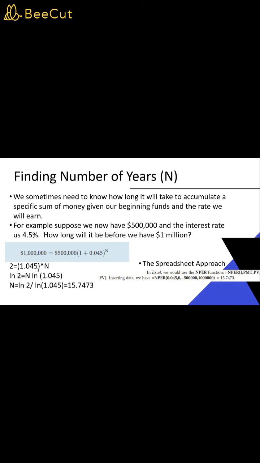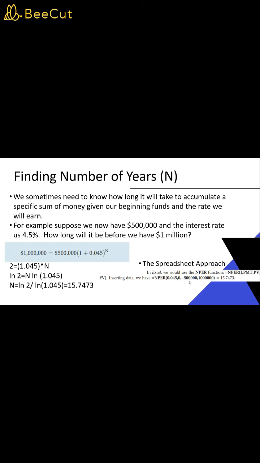Basically you take the natural log on both sides, and that is going to give you 15.7473. There is an alternative. You can use the NPER function in Excel. If you put that in, it is going to be equal to NPER, brackets, put in the interest rate. There's no payment, so that's 0.